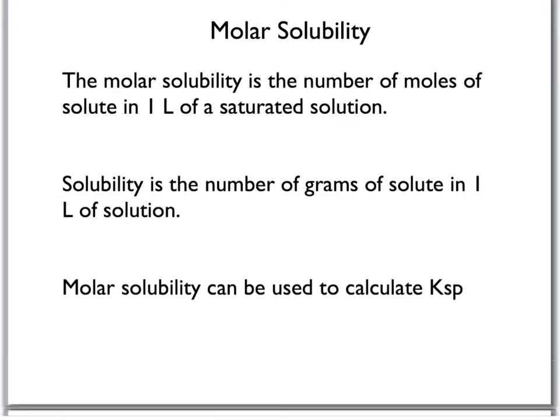Now the molar solubility is basically the solubility of the compound, but in terms of molarity. The molar solubility is the number of moles of solute in 1 liter of saturated solution. Solubility, which we've also been using before, is the number of grams of solute in 1 liter. So the only difference is that molar solubility is based on number of moles, whereas solubility is based on number of grams. The molar solubility can be used to calculate KSP.